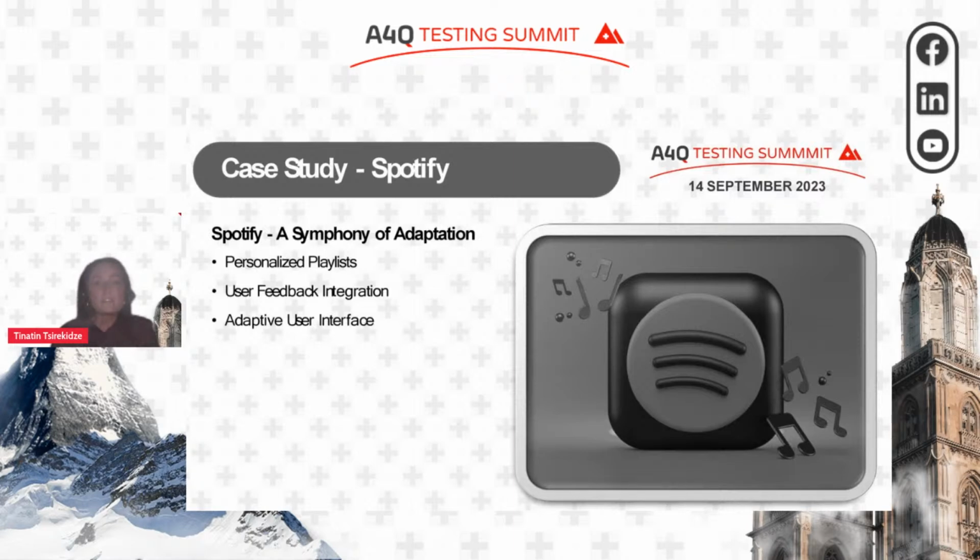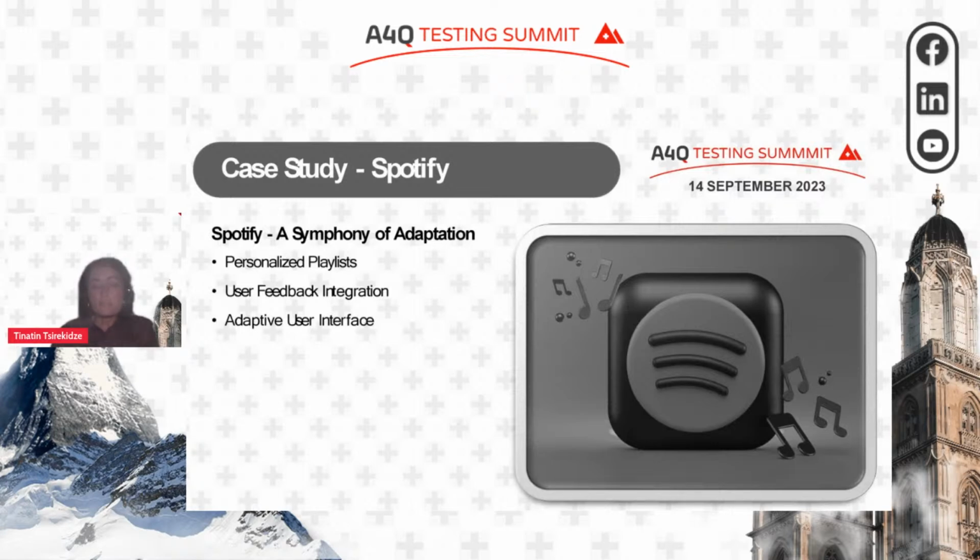Second, Spotify set up a direct feedback loop with its users. They introduced features like liked song and disliked song to get real-time feedback and improve their recommendations. Lastly, they launched an adaptive user interface, where the application's look and features change based on how users behave. For example, if someone often listens to podcasts, the application would highlight podcast recommendations.